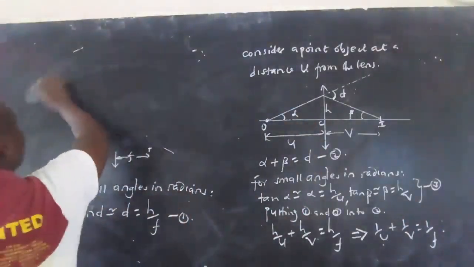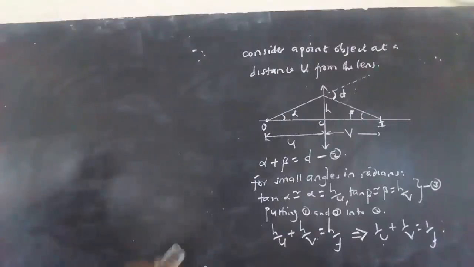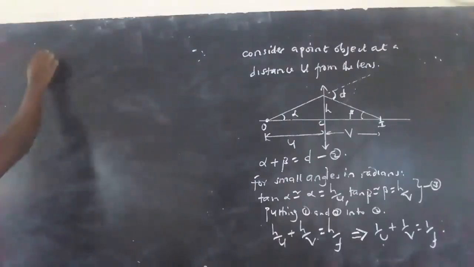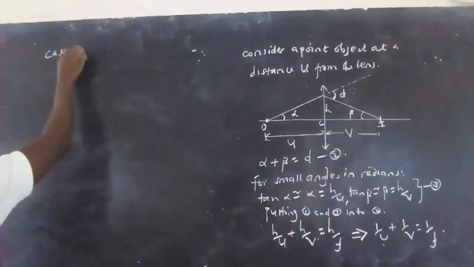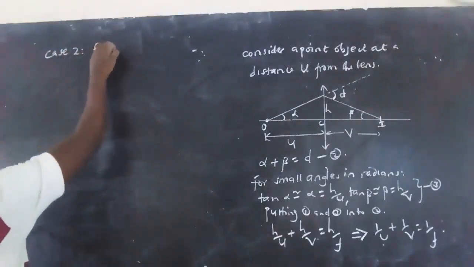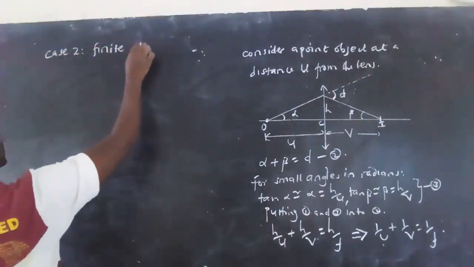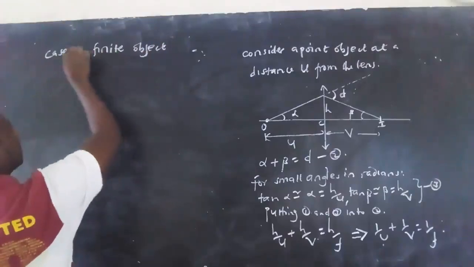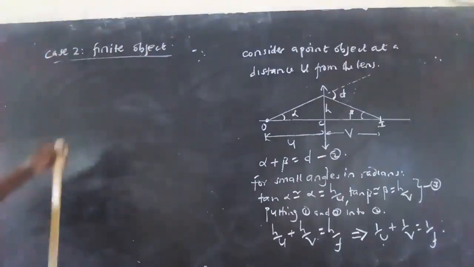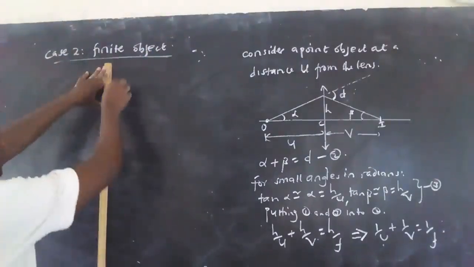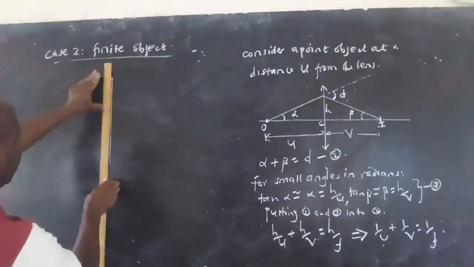Then we go to case 2, using a finite object. So we have this.